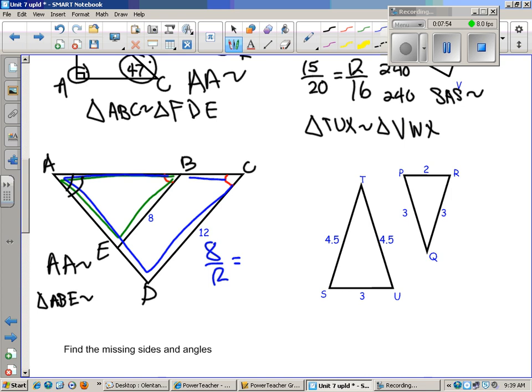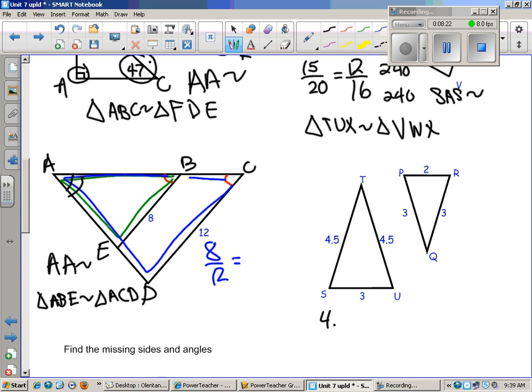is similar to triangle. A goes with A. What goes with B? C and D. So triangle ABE is similar to triangle ACD. Okay, and the last one. We don't know any angles, so what do we think it's going to be? Side, side, side. Okay, so we've got to set up a proportion, see if they're proportional.